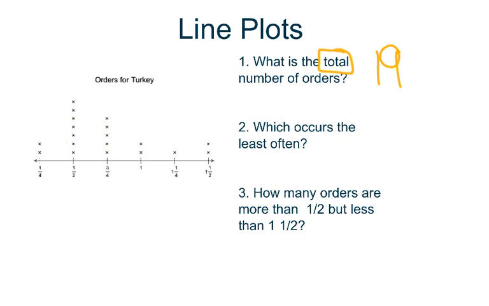Number two, which occurs the least often? So what we're doing here is we're finding the number that has the least amount of x's. Which one has the least amount of x's? 1 and 1/4.